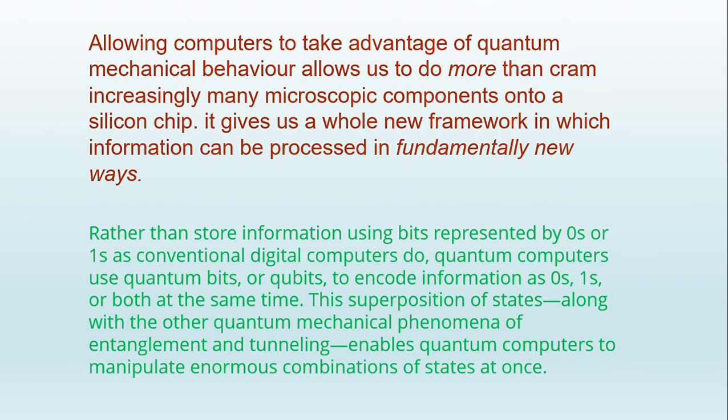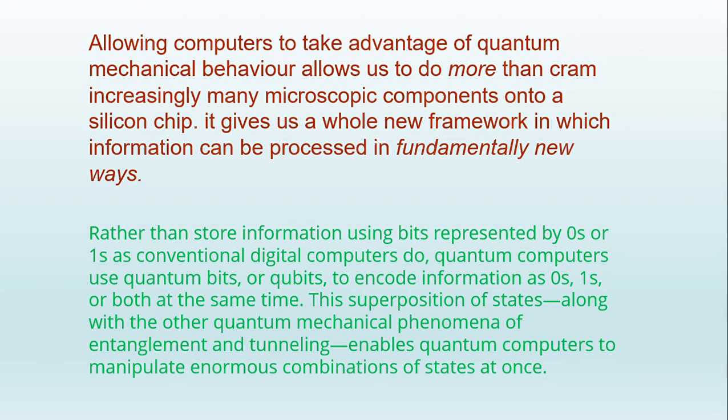Allowing computers to take advantage of quantum mechanical behavior allows us to do more than just simple small things. It gives us a whole new framework in which information can be processed in fundamentally new ways. So this is not faster processing with old theory. This is new theory as well. So what is this new theory?